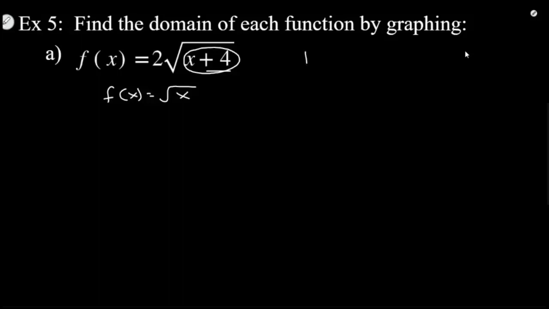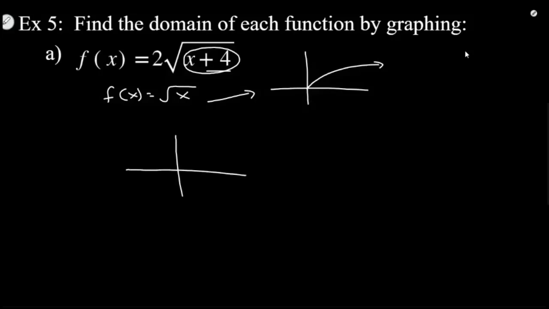So if you remember your toolkit function for this one, it looks like this. If we move it to the left 4 spaces, 1, 2, 3, 4, it's going to look something like this. So that's the first piece.